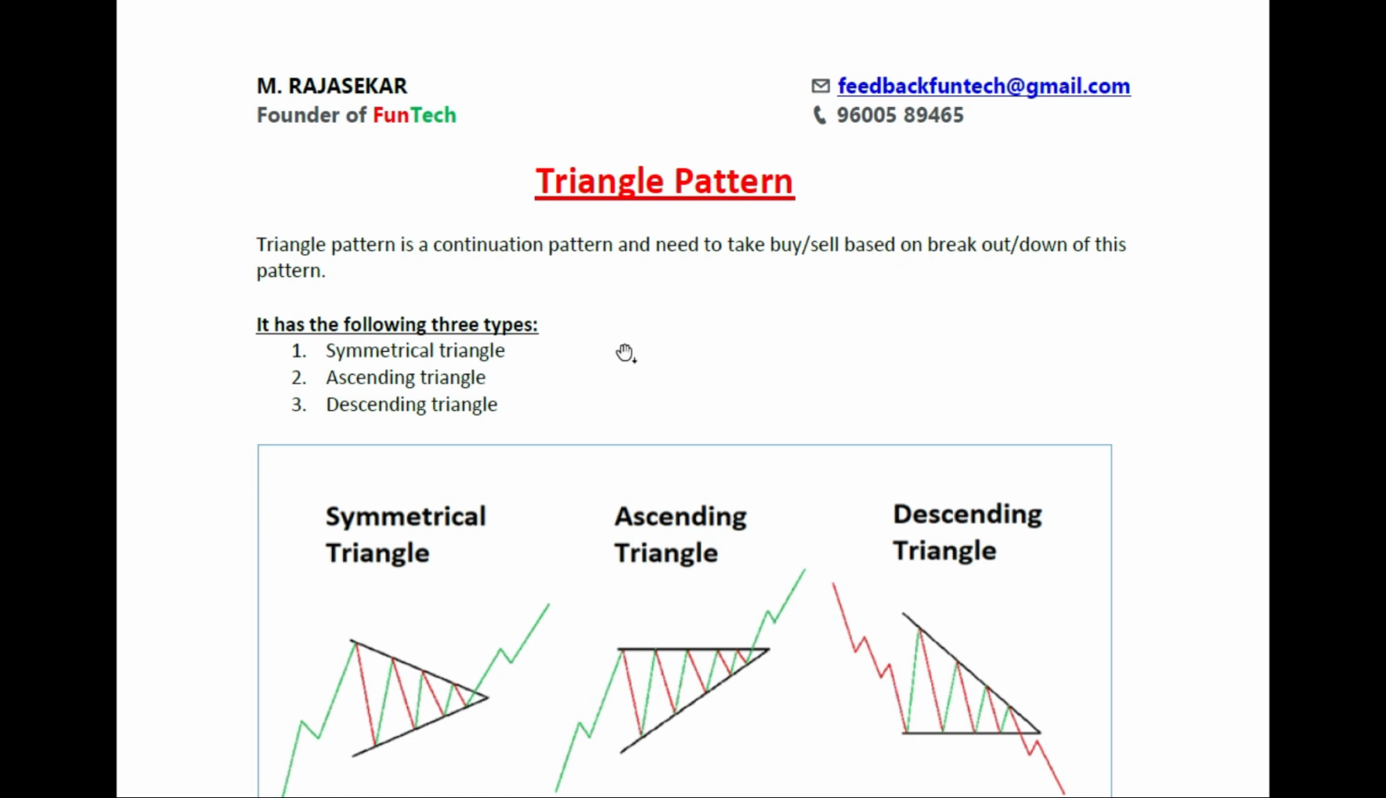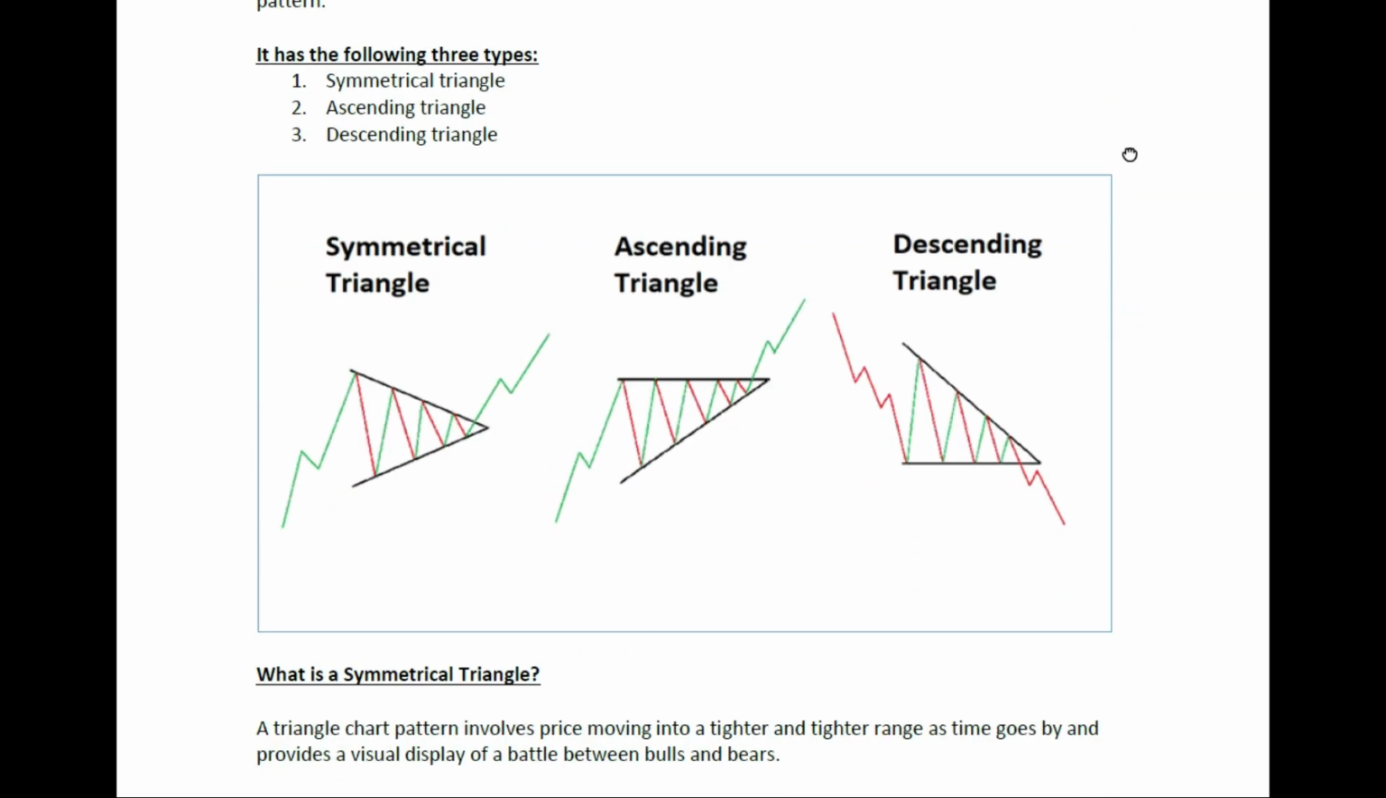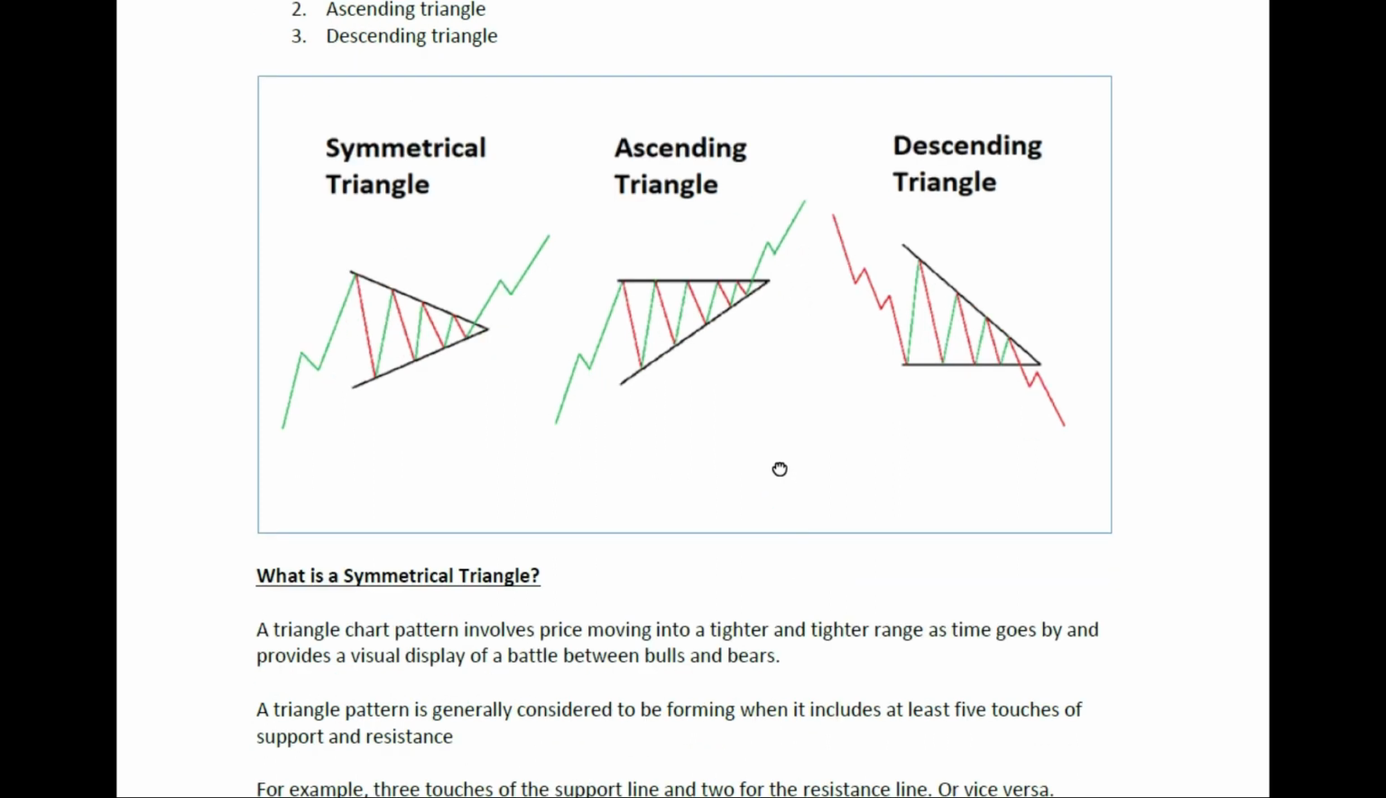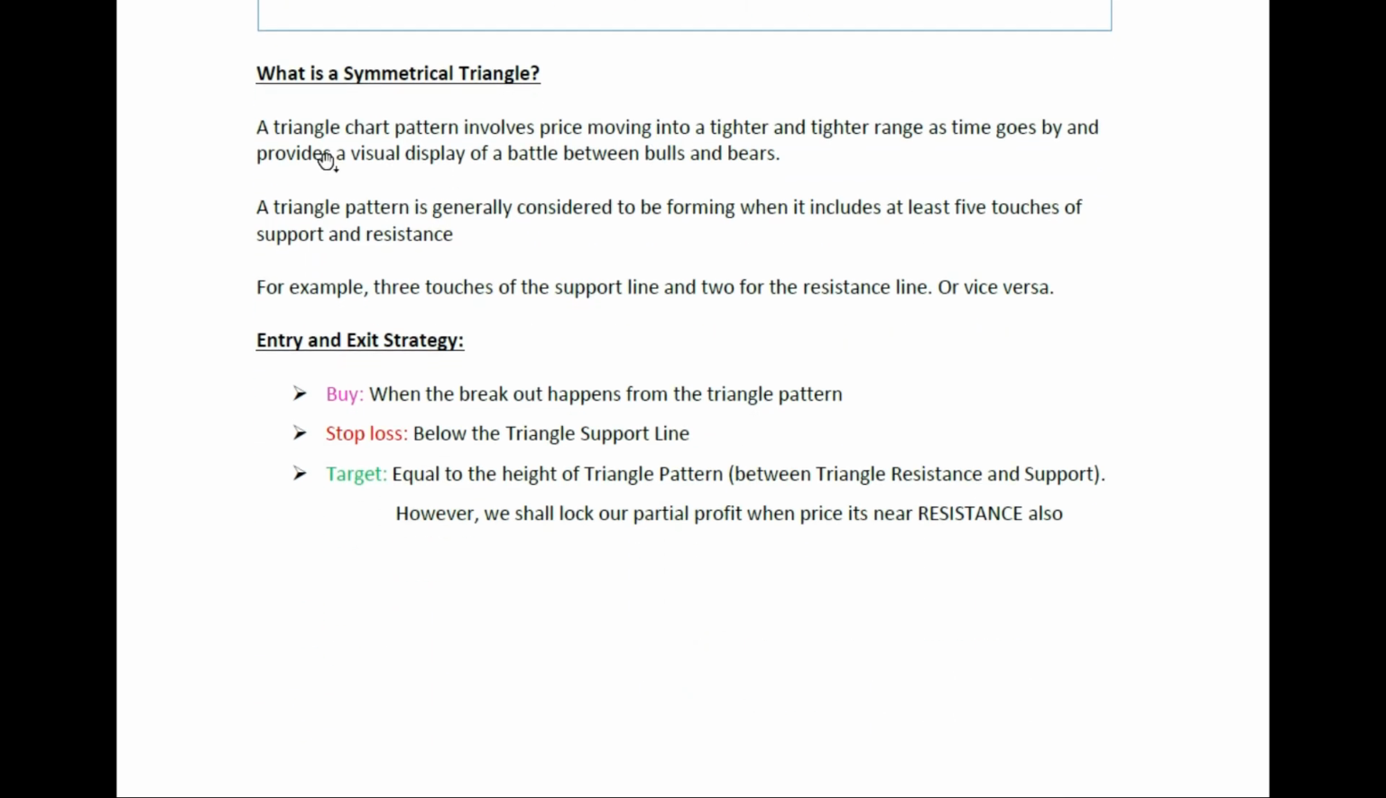So it has the following three types. One is symmetrical triangle, another is ascending triangle, and the final one is descending triangle. The pattern looks like this. This is the symmetrical triangle, this one is the ascending triangle, and this one is the descending triangle. Now we will see what the symmetrical triangle pattern is.